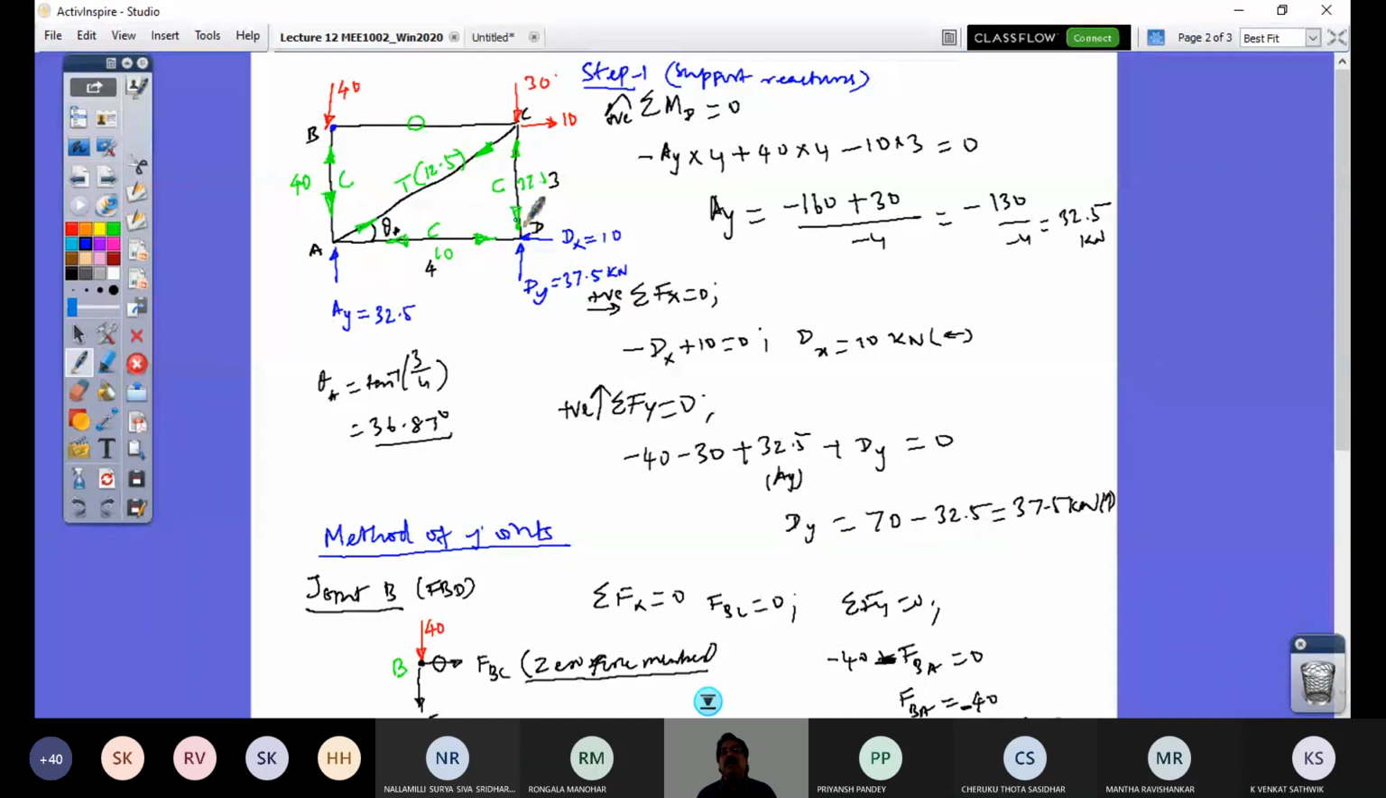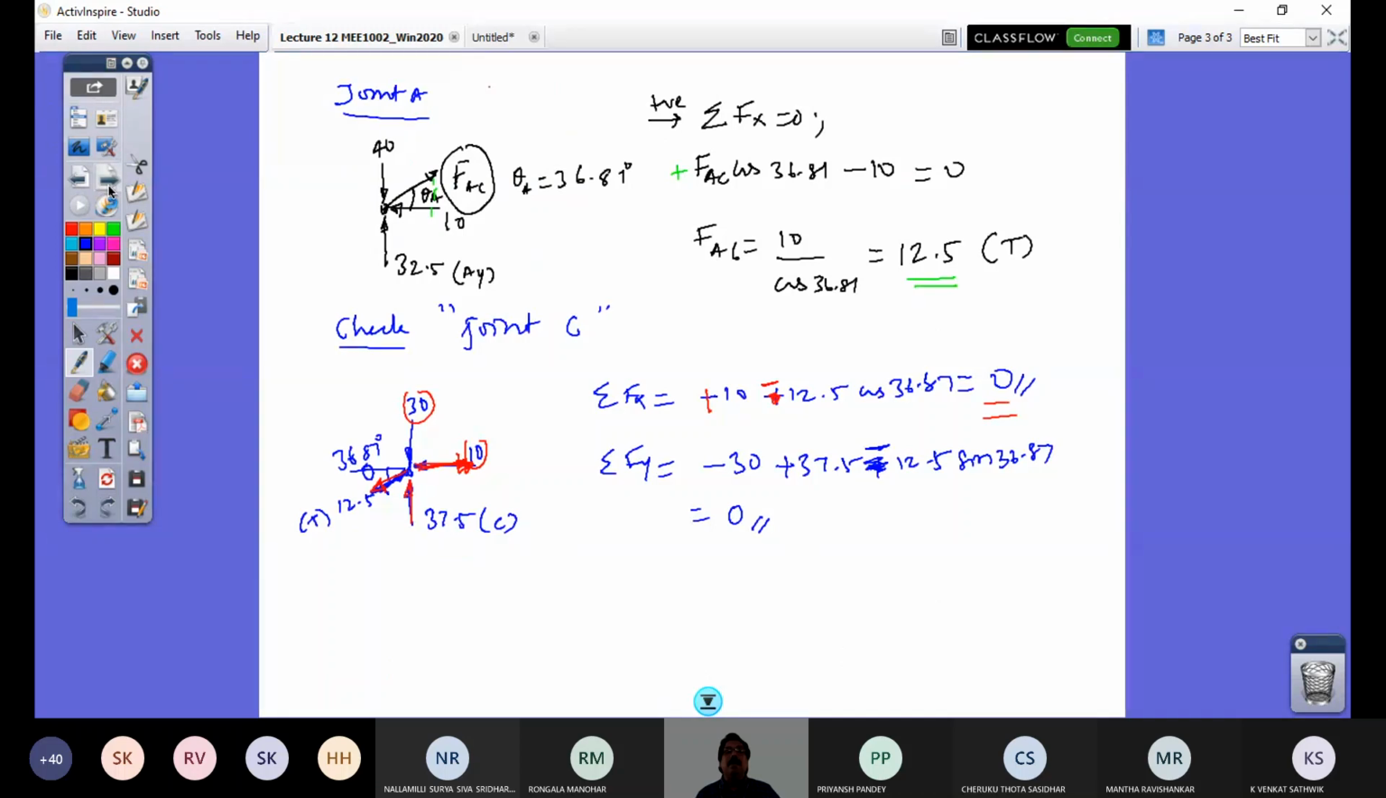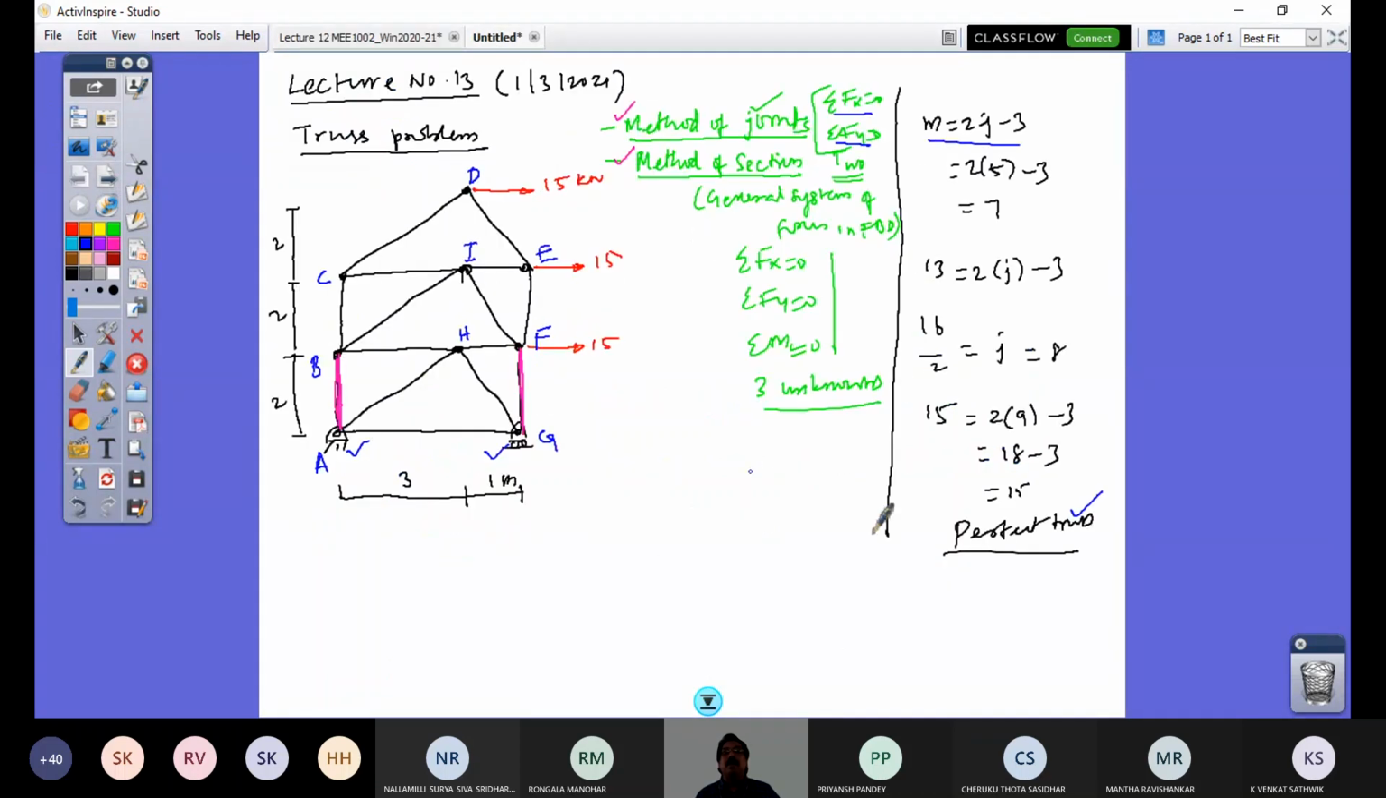I could have started with D because it has two unknowns. I have started with joint B. So I have to open my analysis with a joint of two unknowns only. That's a limitation in the method of joints, and I am very much aware of it. I have to use this method of joints only to find out these two.